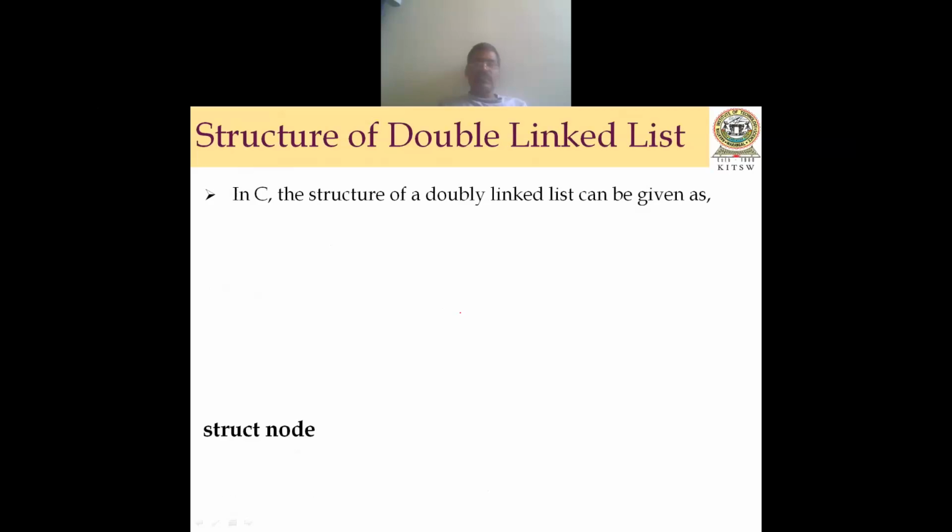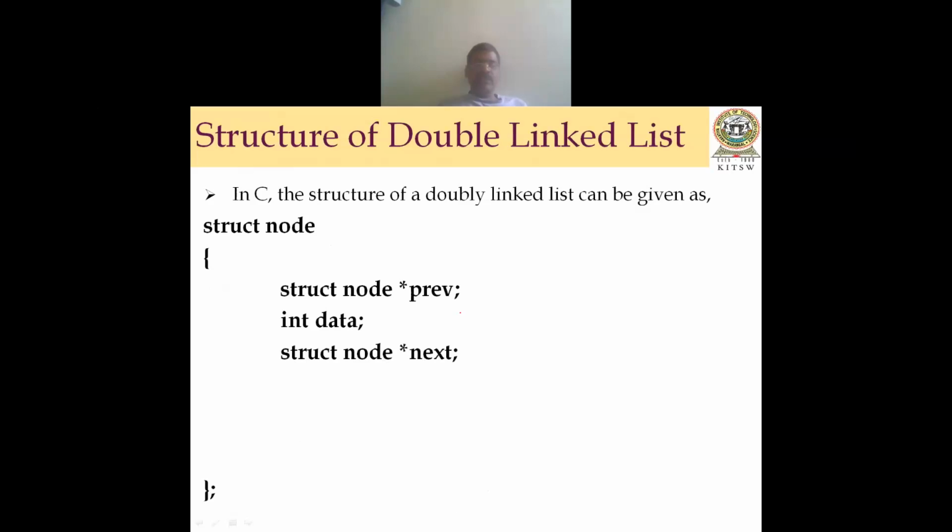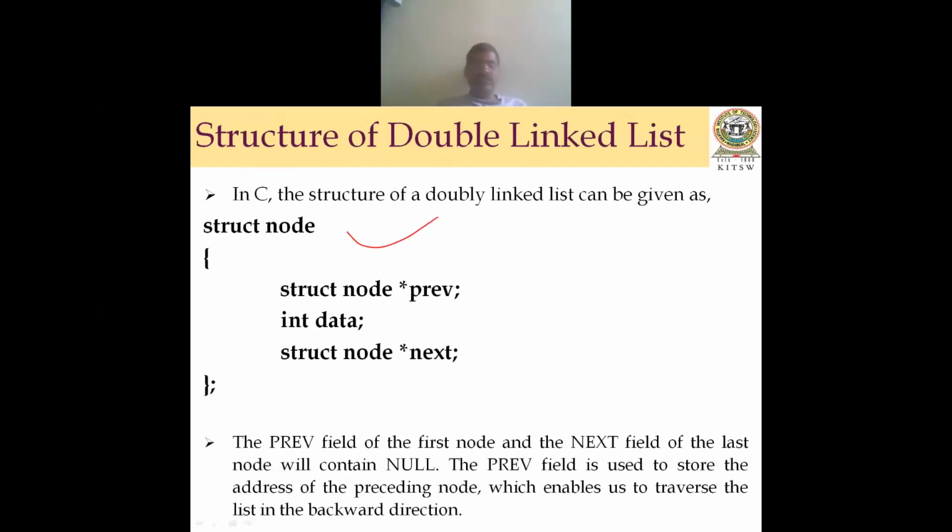In C, the structure of a double linked list can be given as follows: struct node *previous; int data; struct node *next. This is the node structure of a double linked list that you can define.